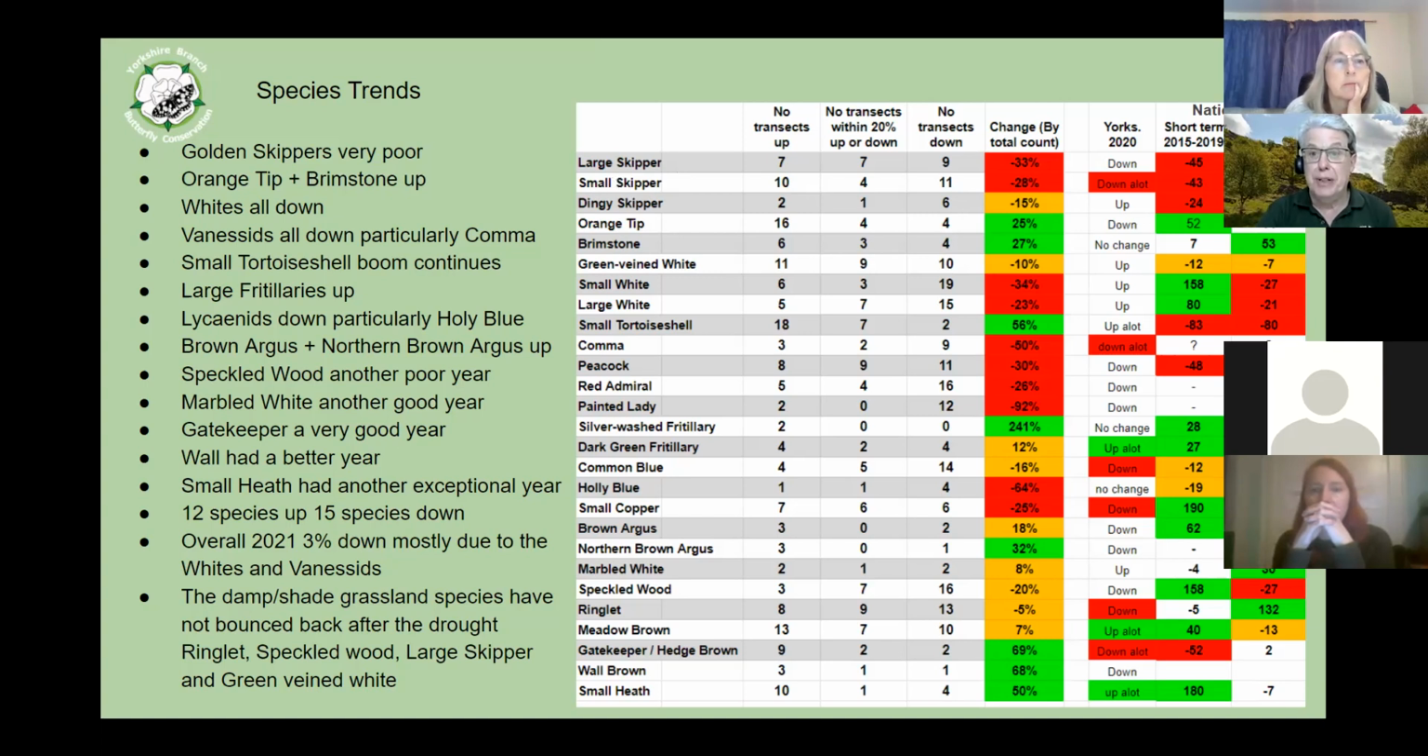Bad news for 2021. They were almost universally down in count, and you can see, although it's less obvious on the chart than some species, that the number of transects is slightly down, but you can see it in the counts, they are quite a bit down.